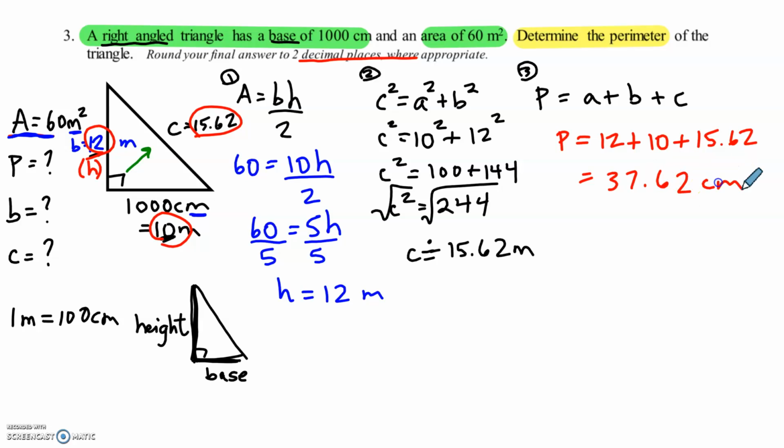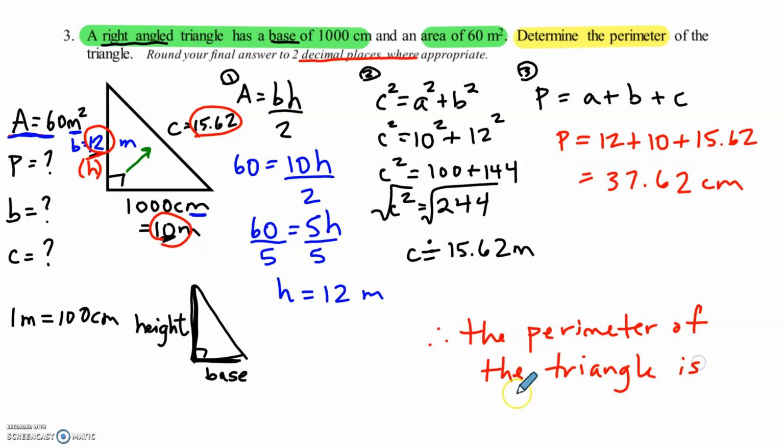Okay, and then we'll answer the question asked. Therefore, the perimeter of the triangle is 37.62. Oh, and I did it again. This is why we need to be in the classroom. I did centimeters again when we know our answer is in meters. There we go.